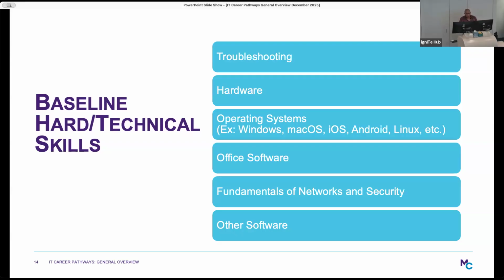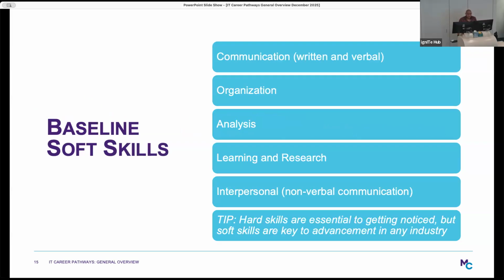And other software. People mentioned that, and when I say other software, it's the specific software depending on the specific area. So very good. You guys hit every single one of those points. Let's talk about the soft skills. Yes, a couple of you mentioned communication, written and verbal.